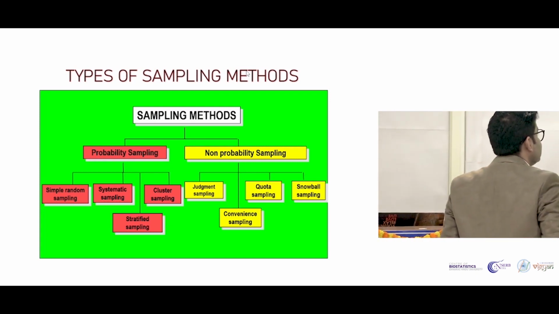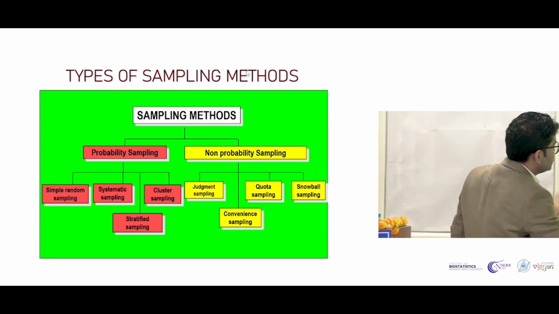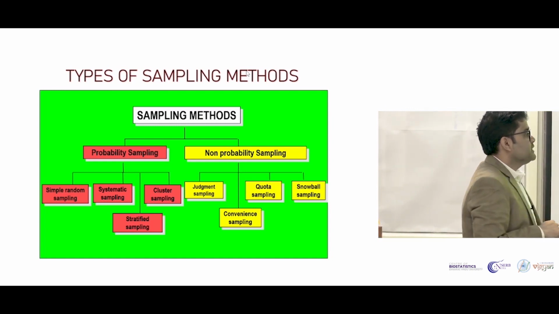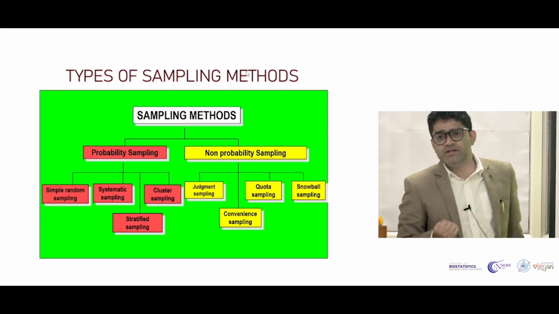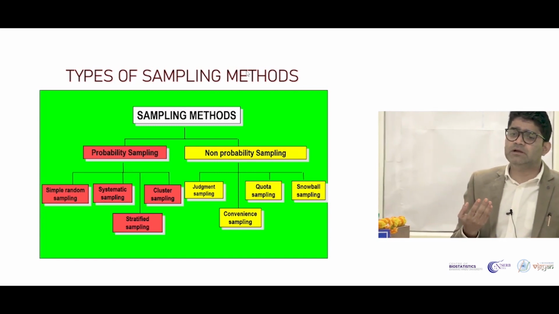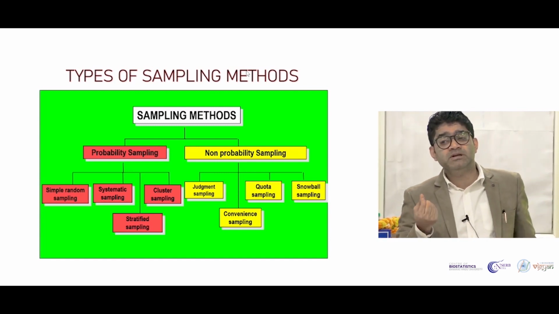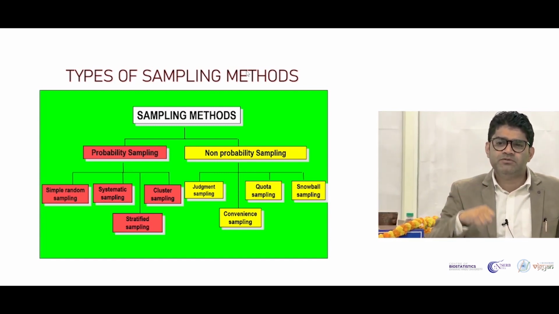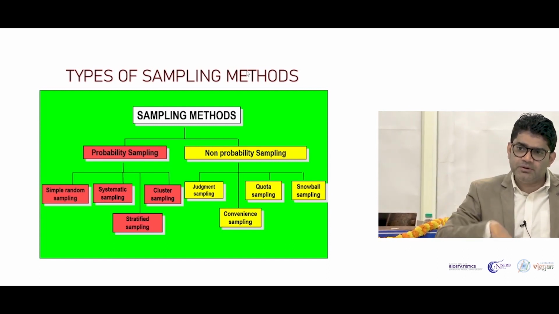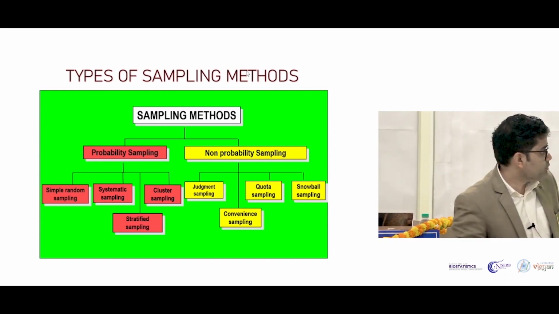Non-probability sampling is of 4 types. Judgment sampling is based on the judgment of the PI. He is studying a disease and wants to know the etiology of a particular disease. He feels that a particular sample is very important for him, so he will incorporate that sample in his study.